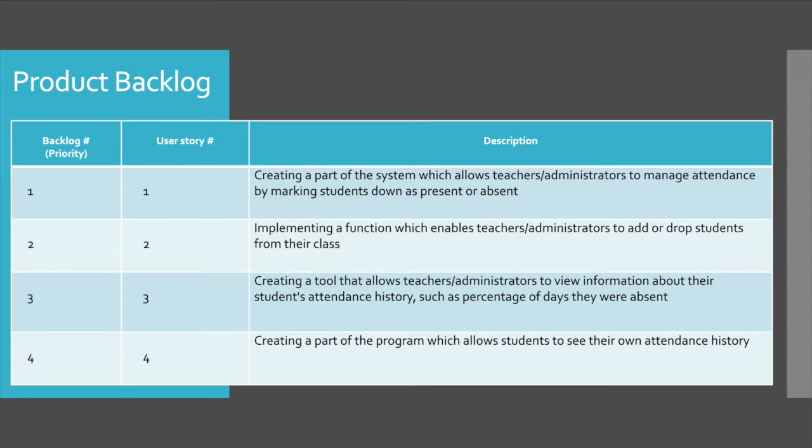Here we have a table of the things we prioritized to implement in our program in descending order. Our number one priority was creating a part of the system which allows teachers or administrators to manage attendance by marking students down as present or absent. This system also stored data about students' attendance to display later.